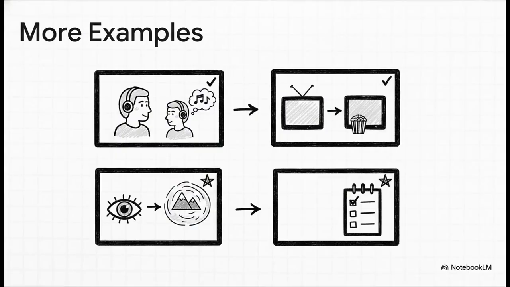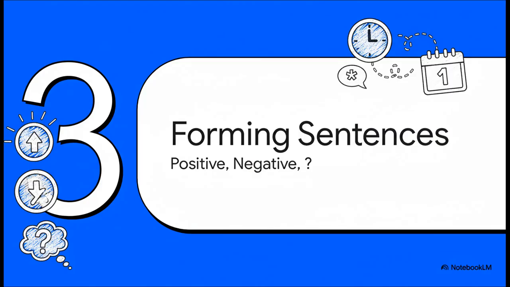Let's look at a couple more, just to get the hang of it. We've got the regular verb listen becoming listened. Simple. And now for the irregulars. See becomes saw, and do becomes did. For these irregular ones, you just got to learn their special past forms. Awesome.